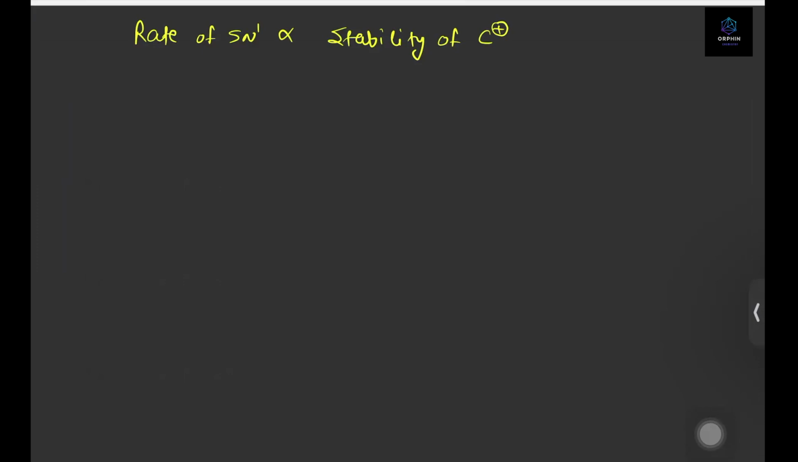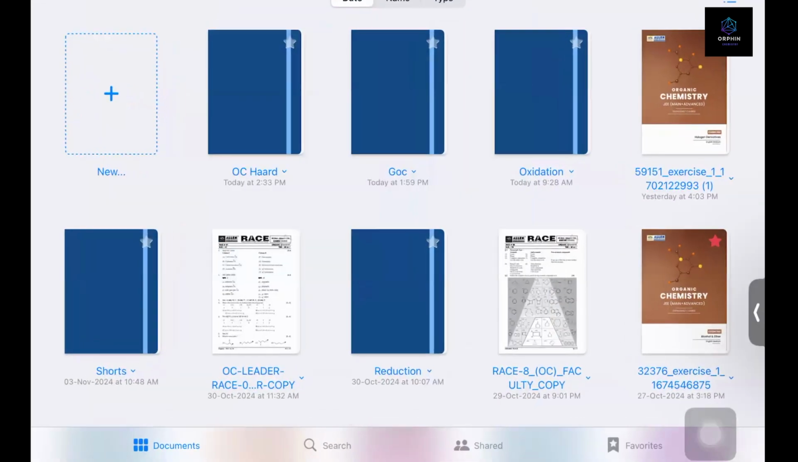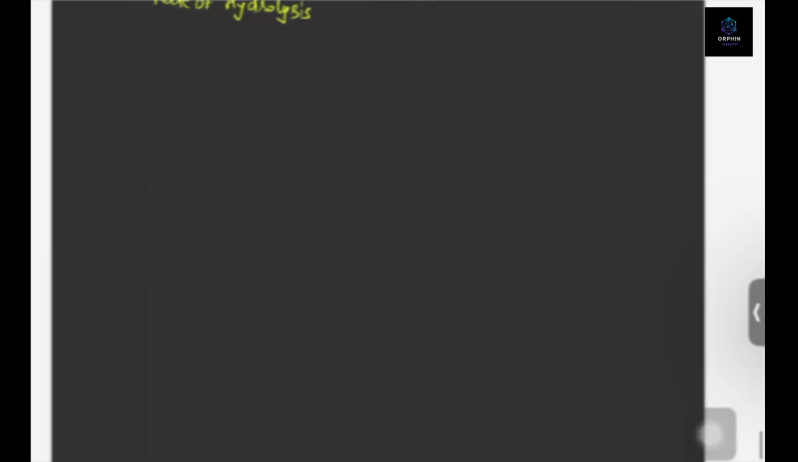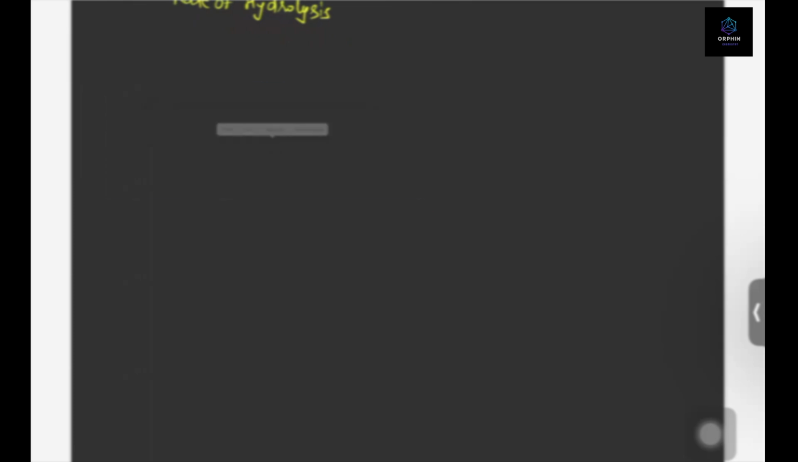Now the rate of SN1, actually sometimes they ask about rate of hydrolysis. So rate of hydrolysis also depends on the stability of carbocation, because hydrolysis also happens via SN1 mechanism, via SN1 only. So now you have to solve this question.